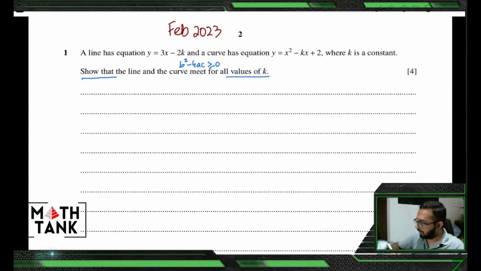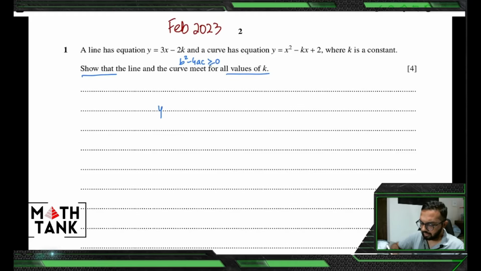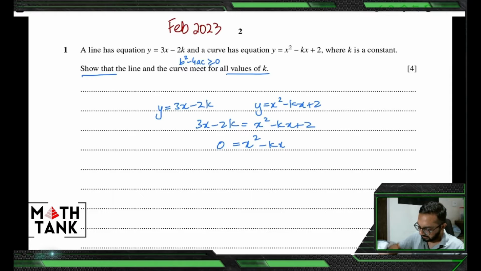So in that case, you start off with the same process. You start off with thinking about b squared minus 4ac, and you equate these two equations that you have. One is for the curve and the other is for the line. Let's see what happens. I bring everything to one side: x squared minus kx minus 3x plus 2 plus 2k. So a is 1, b is minus k minus 3, and c is 2 plus 2k.